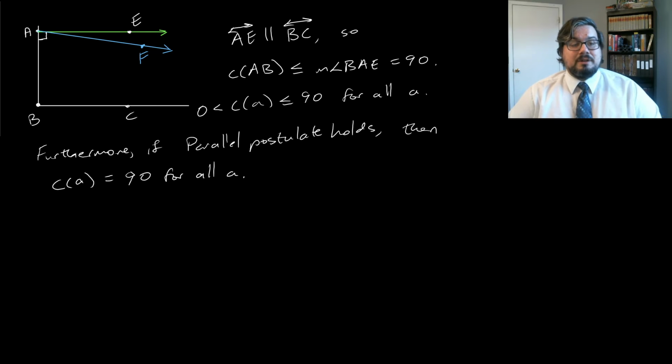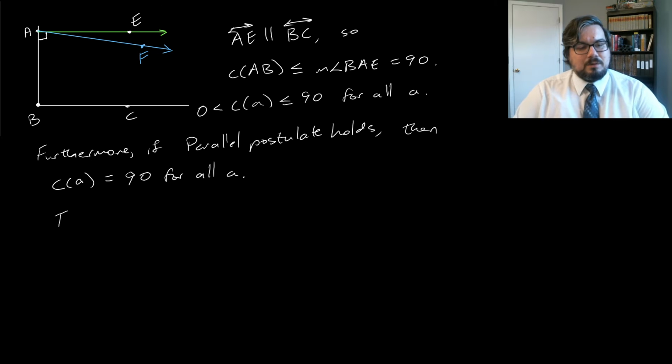So the critical number has to be equal to 90 for every number A if the parallel postulate holds. And certainly if the critical number was equal to 90 for all real numbers A, then that would also mean that the parallel postulate holds. Now, there are a few things that we're going to want to look at about how the critical function behaves when you change A.